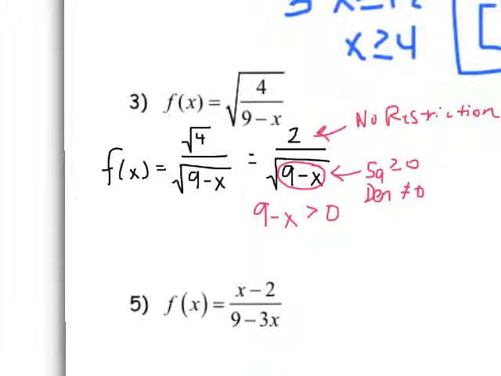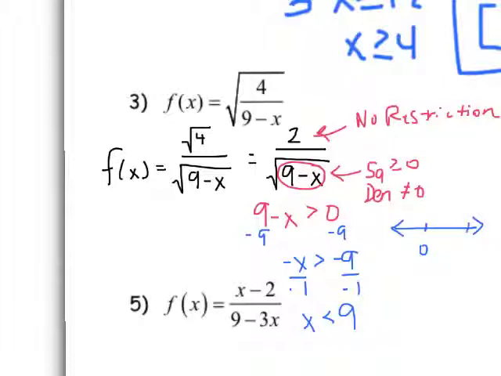So you could solve this however you want. If you want to subtract 9, that's fine. You could do it a different way. If you want to divide by that -1, when you divide by a negative, that inequality is going to flip around. So now x is less than 9. So on a number line, here's my 9. I'm going to be less than that, so that's that way. So that's from -infinity to 9.